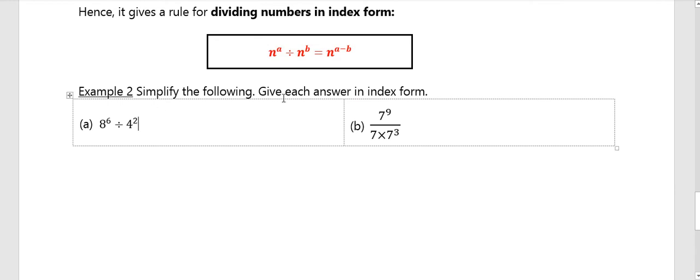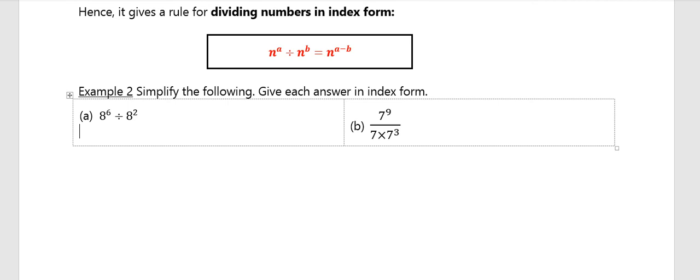Example 2, simplify the following, give each answer in index form. For A, okay, correction for A, you have to change the example for the second one. It's not 4 power 2, it's 8 power 2, okay? Once again, I repeat, for example 2A, please correct the example number, okay? Now, this one, 8 power 6 divided by 8 power 2. So, it's obvious that they have the same base. You just have to subtract the powers because it's a division, okay?